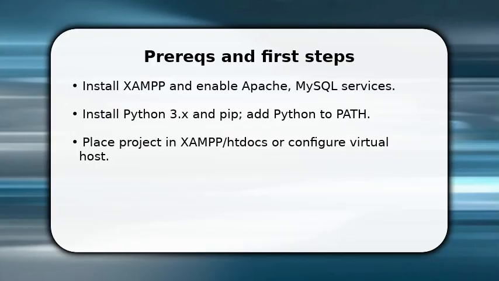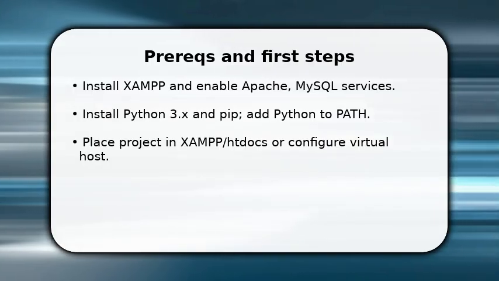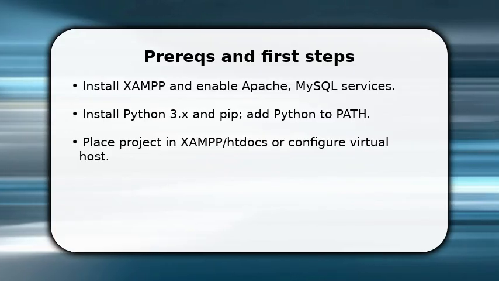You start by confirming prerequisites and placing code where Apache can reach it. Install XAMPP, enable Apache and MySQL, then install Python 3.x and pip and ensure Python is on your PATH. Next, move your Python project into xampp/htdocs or set a virtual host to point to your project folder.